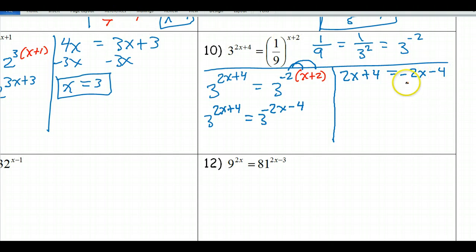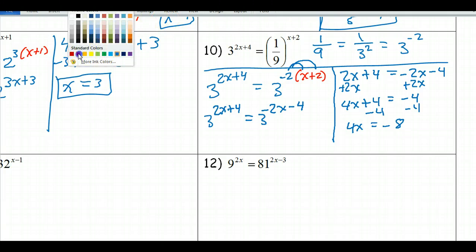It is time to add 2x to both sides. So that'll give me 4x plus 4 is equal to negative 4. It's time to subtract 4 from both sides. So that'll give me 4x equals negative 8.